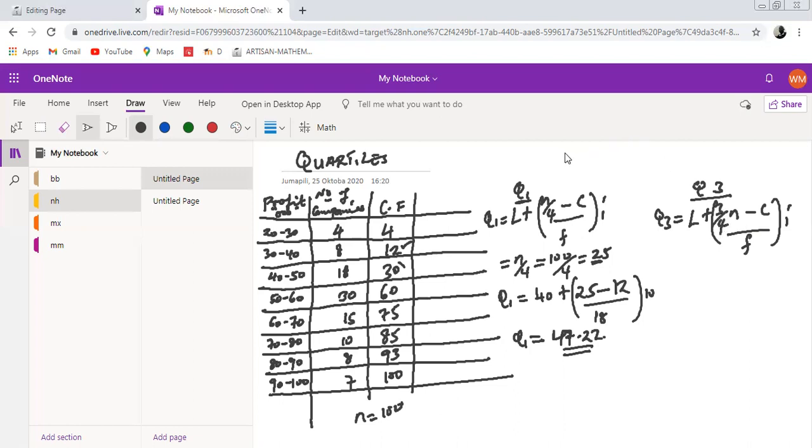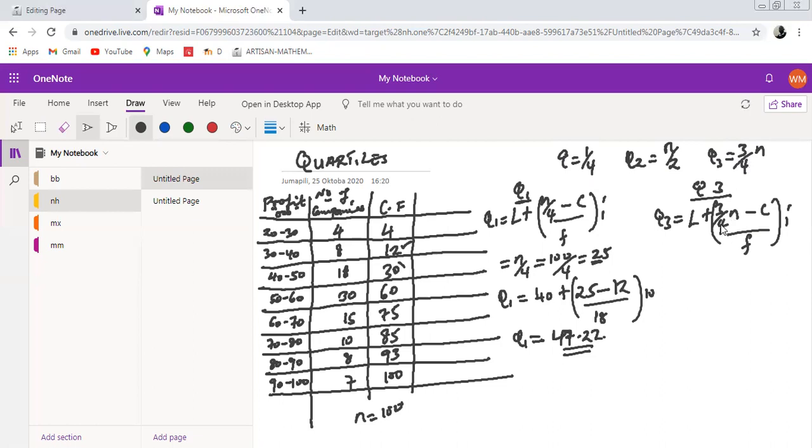Remember, I can take you back. Q1 normally divides the data into a quarter. That's why we have n over 4. The median, which is Q2, normally divides the data into 2. That is where we normally have n over 2. Q3 normally divides the data into 3/4. That's why we have 3/4 n.